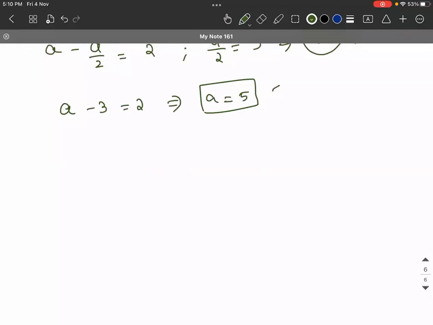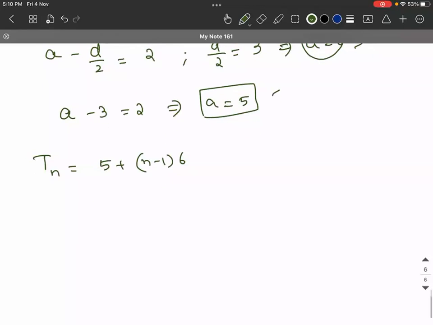So when you know a and d, they are asking you the nth term. Can you write it? Tn is equal to 5 plus n minus 1 into 6. So that is going to be equal to 6 into n minus 6. Minus 6 plus 5 is going to be minus 1. So 6n minus 1 is going to be the nth term. Is this point clear?